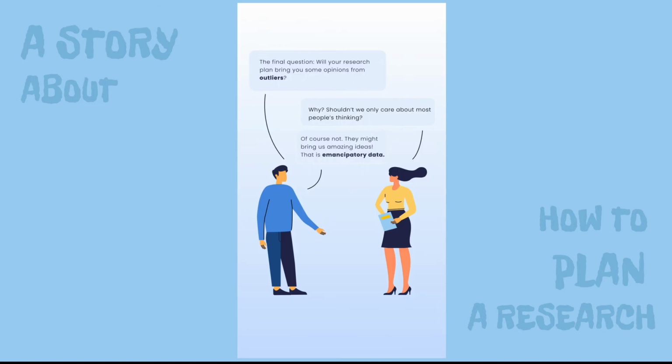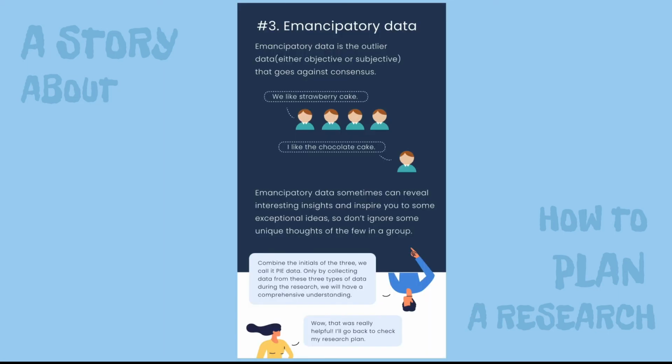The final question. Will your research plan bring you some opinions from outliers? Why? Shouldn't we only care about what most people think? Of course not. They might bring us amazing ideas. That is emancipatory data. Emancipatory data is the outlier data, either objective or subjective, that goes against consensus. For example, most of the people prefer strawberry cake, but only one likes chocolate cake. Emancipatory data sometimes can reveal interesting insights and inspire exceptional ideas, so don't ignore the unique thoughts of the few in your group.